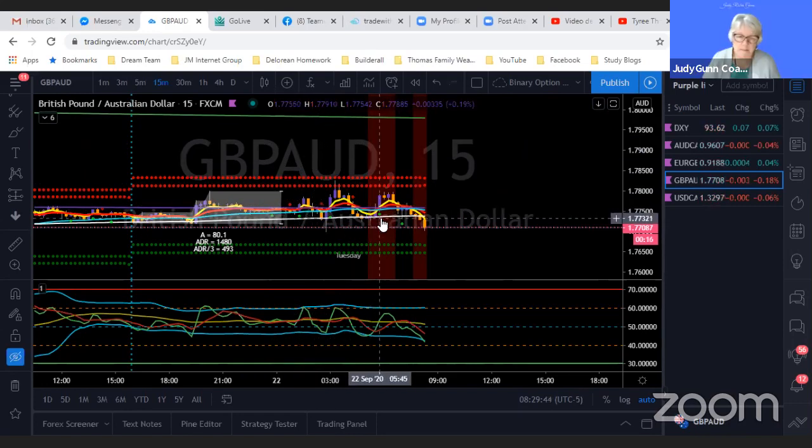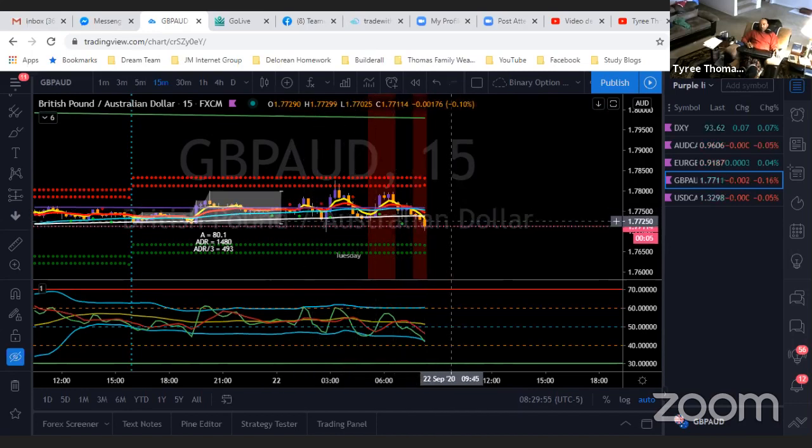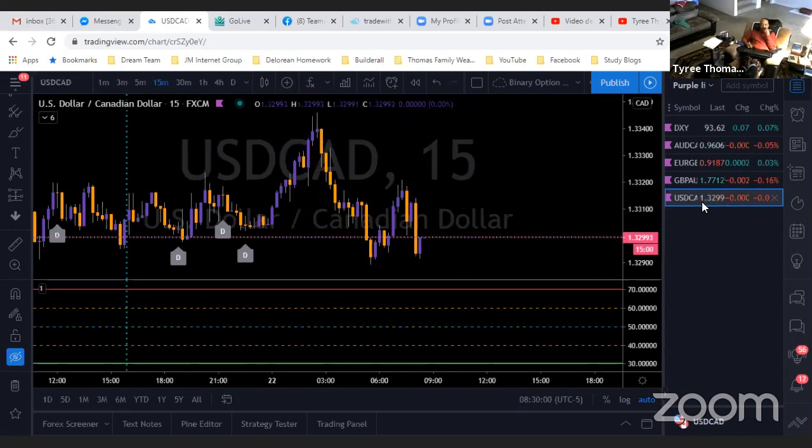Right now, it's just bouncing off the 50, which is the aqua, but it hasn't taken a direction yet. You see all the EMAs are still straight. They're still bunched up together. So that means it hadn't done anything. So now we go to UCAD.